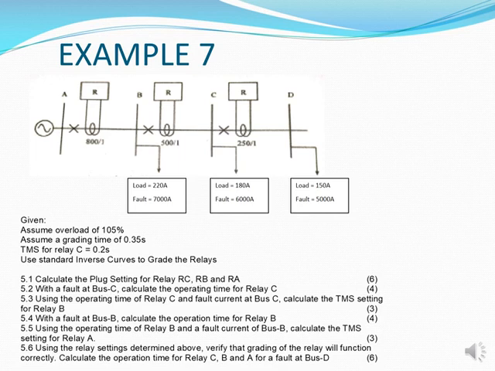You assume a grading time of 0.35 seconds, and they say that you've got a TMS for our relay C, which is the relay closest to the end, where you see it's going to be equal to 0.2 for TMS. Then they say use your standard inverse curves to grade our relays.